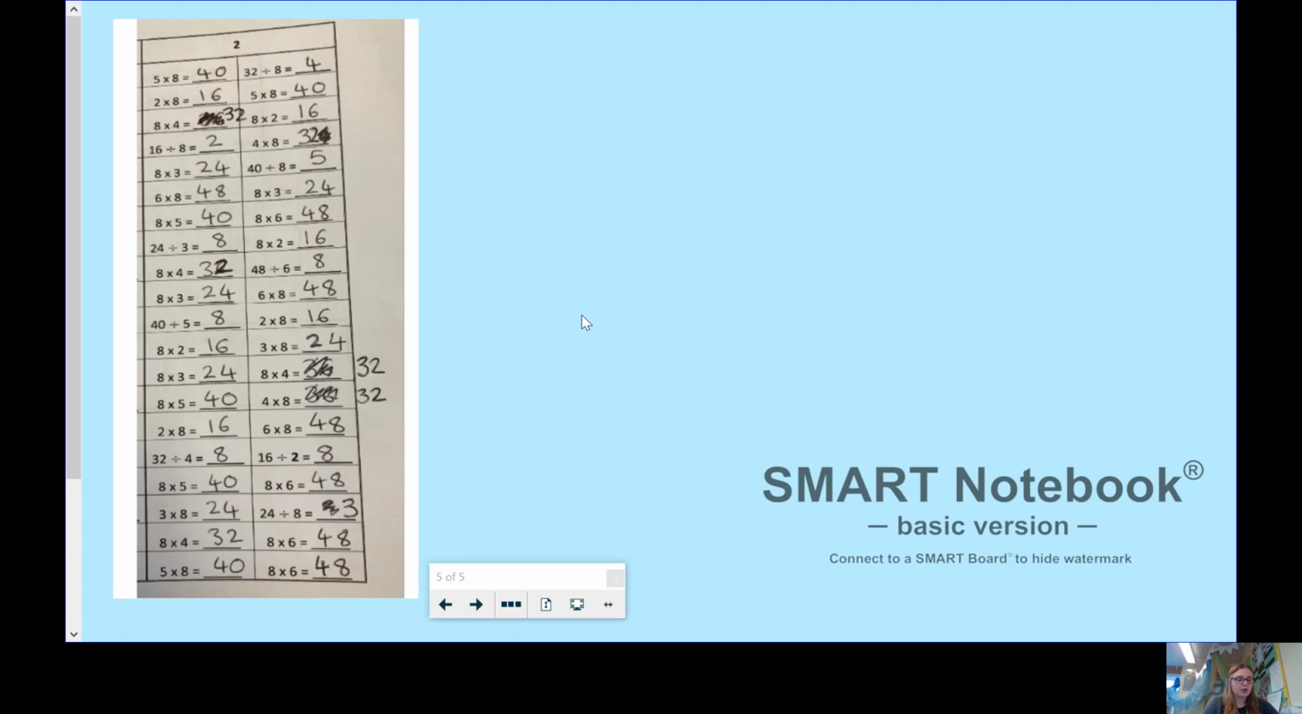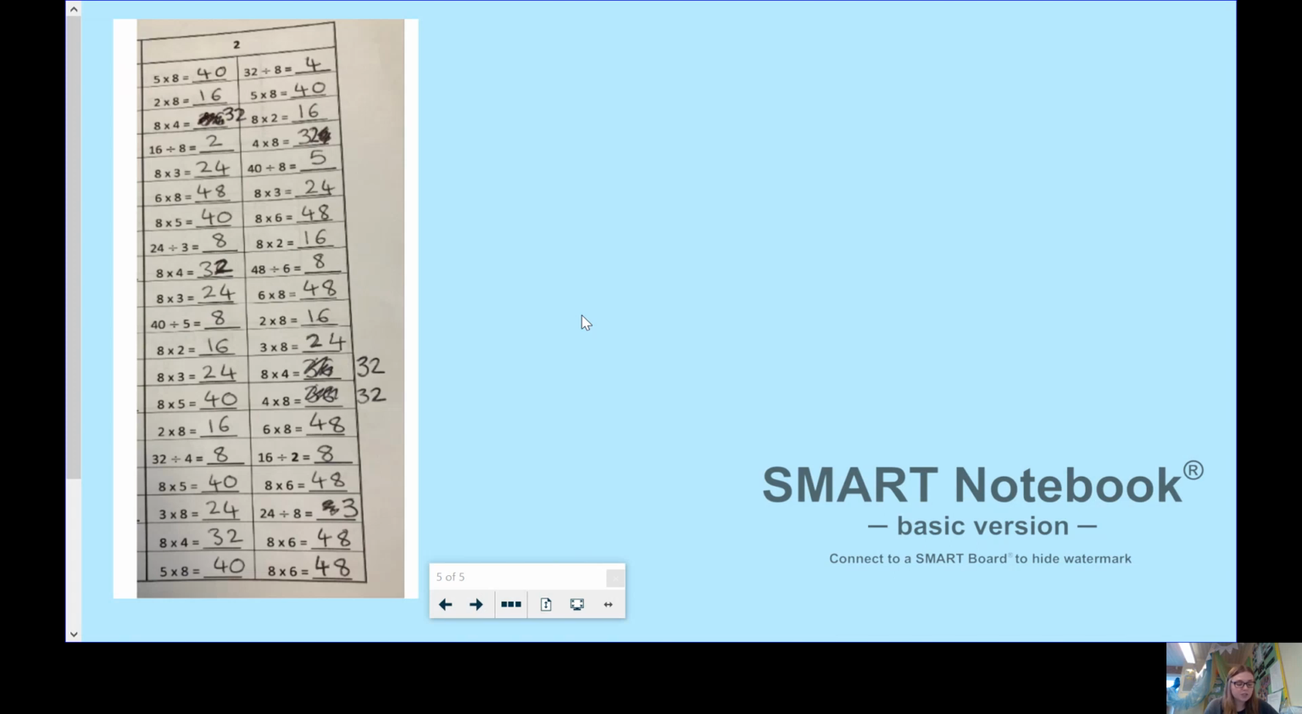So we've got 5 times 8 is 40. 2 times 8 is 16. 8 times 4 is 32. 16 divided by 8 is 2. 8 times 3 is 24. 6 times 8 is 48. 8 times 5 is 40. 24 divided by 3 is 8. 8 times 4 is 32. 8 times 3 is 24. 40 divided by 5 is 8. 8 times 2 is 16. 8 times 3 is 24.